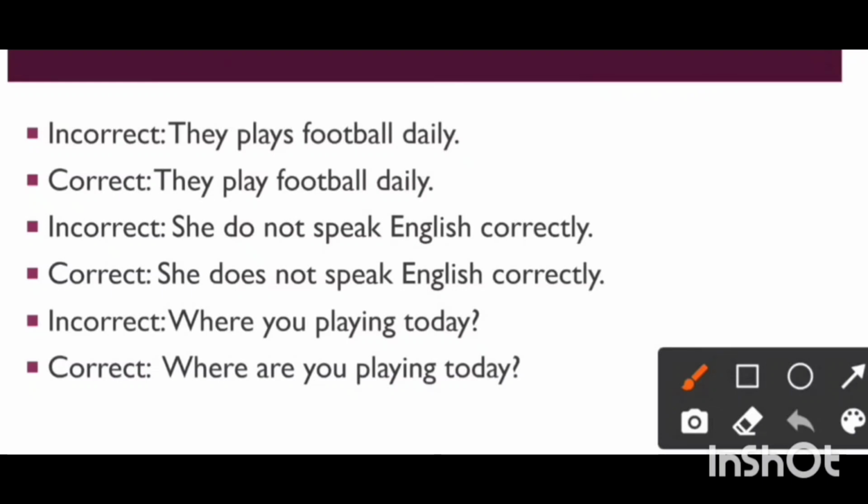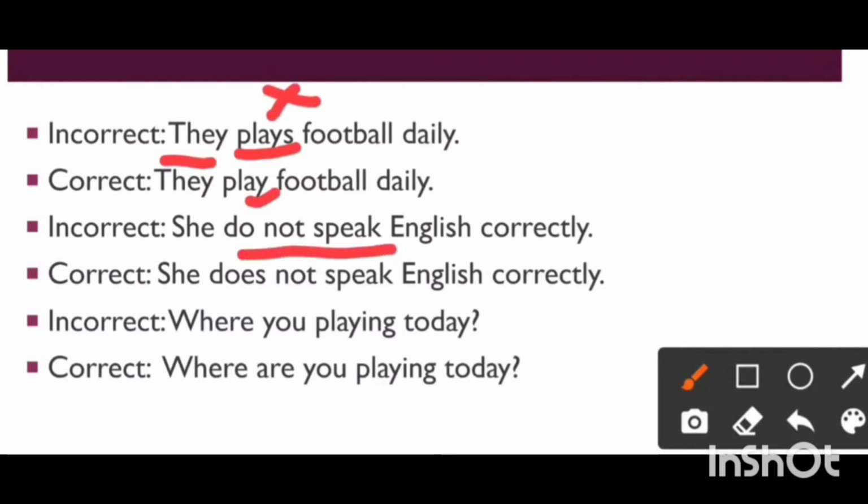They plays football daily. "Plays" is a singular verb and "they" is a plural subject. As the basic rule says, the plural subject takes a plural verb. So how can it take a singular verb? So it is wrong. "They play football daily" is correct.